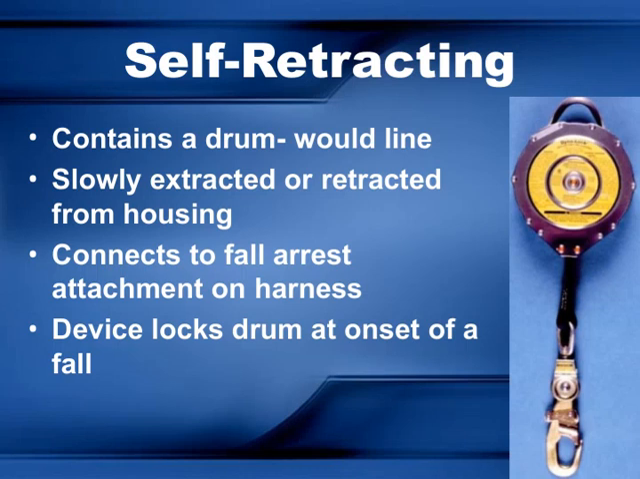Let's take a closer look at this device. It contains a drum or reel line, which you can see here. This line is slowly extracted or retracted from its housing as you move. The key point is that it connects directly to the fall arrest attachment on your harness. Now, what makes this device really critical is its ability to lock the drum at the moment a fall occurs. This quick locking mechanism helps to stop the fall instantly, reducing the risk of injury.